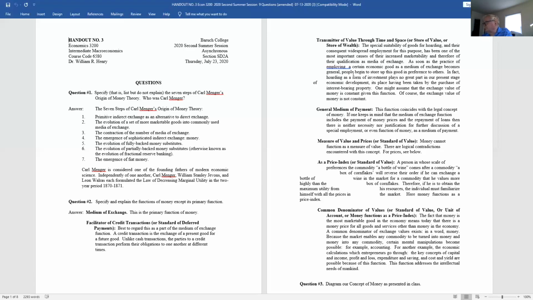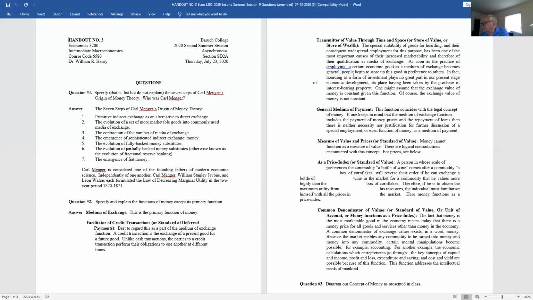The measure of value, well, value is subjective, so that's invalid. You can read the price index one, which is interesting enough. And then we have what I consider to be the most important secondary function of money. Not as important as the medium of exchange function, but let's see how we can take this. The fact that money is the most marketable good in an economy means today that there is a money price for all goods and services, other than money, of course, in the economy.